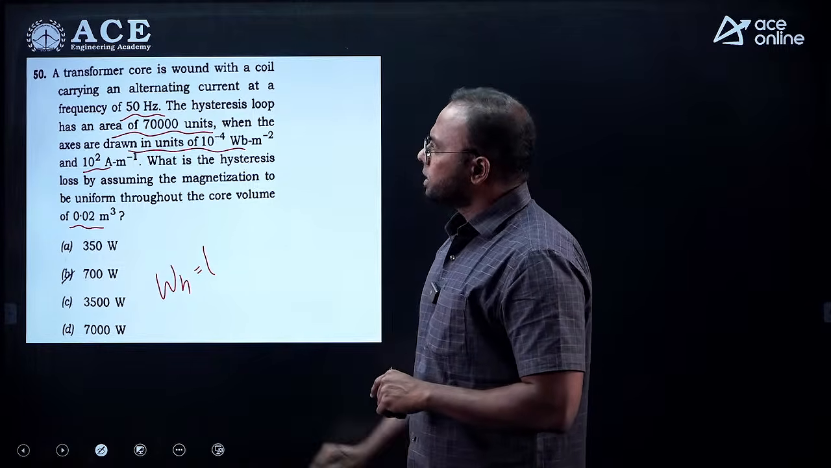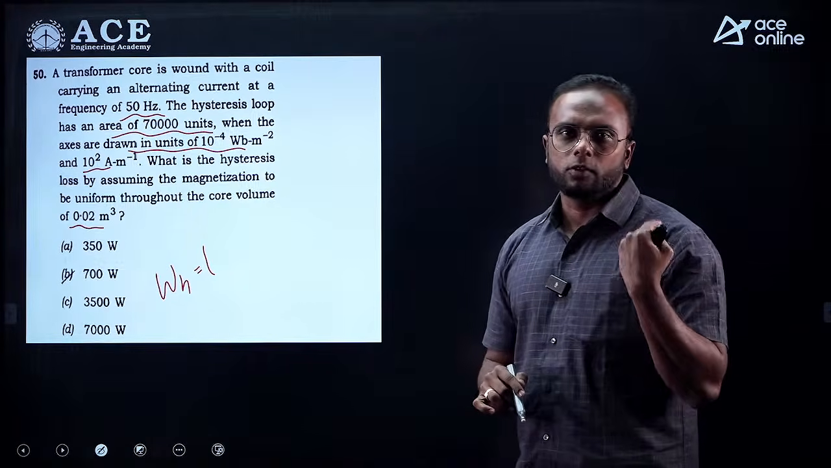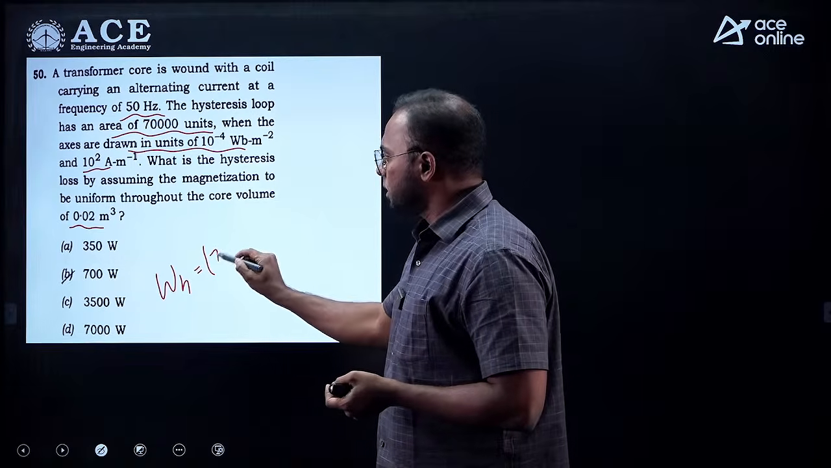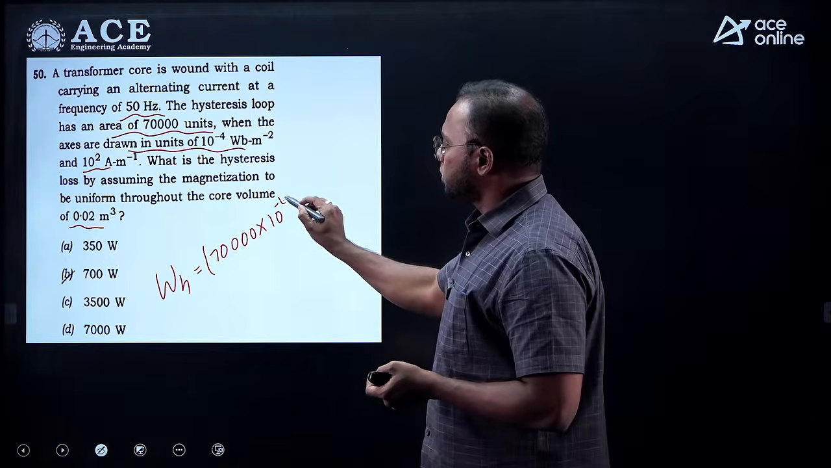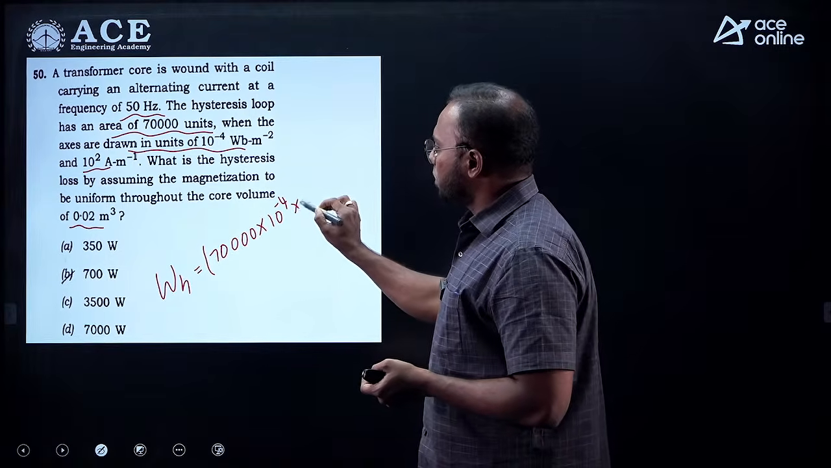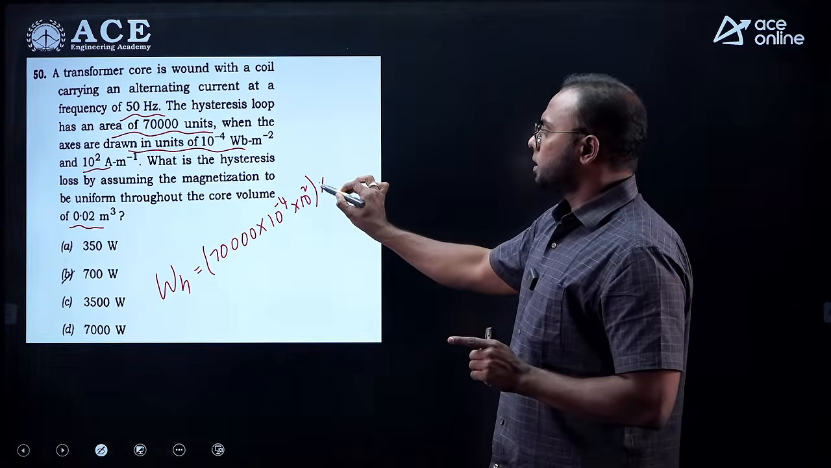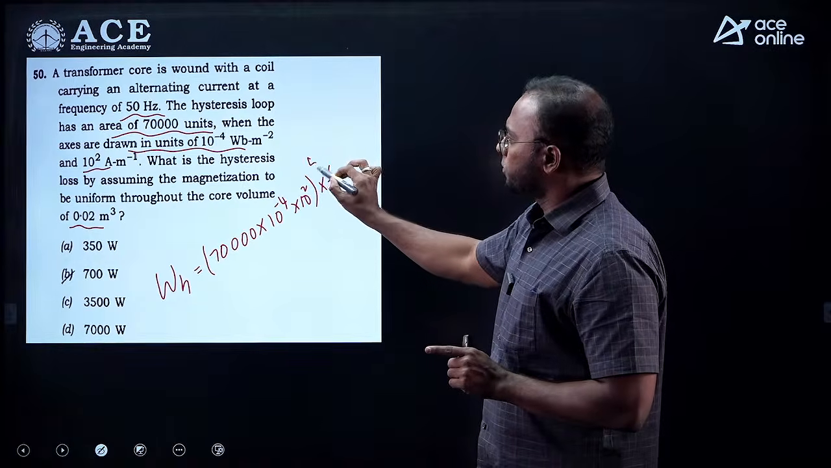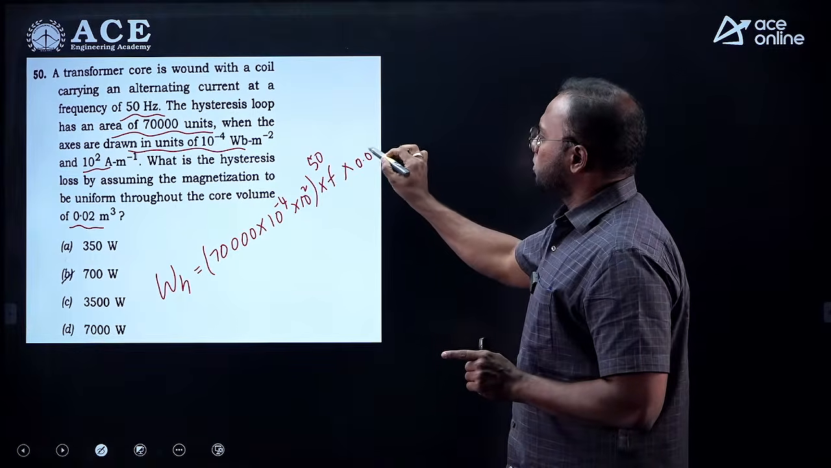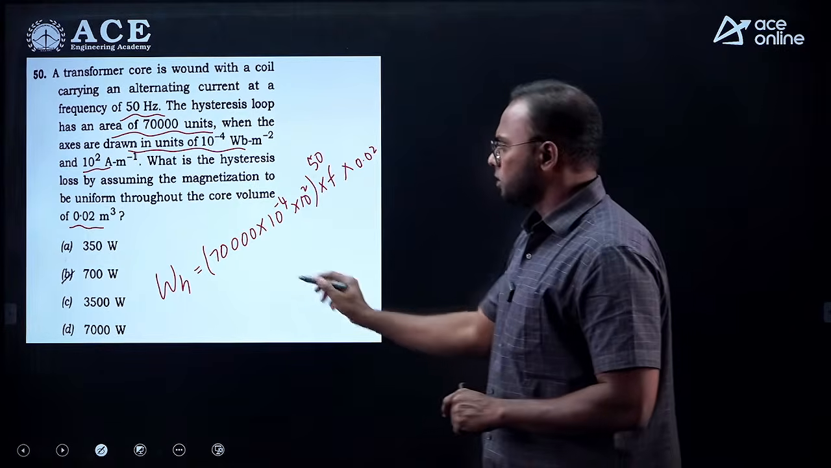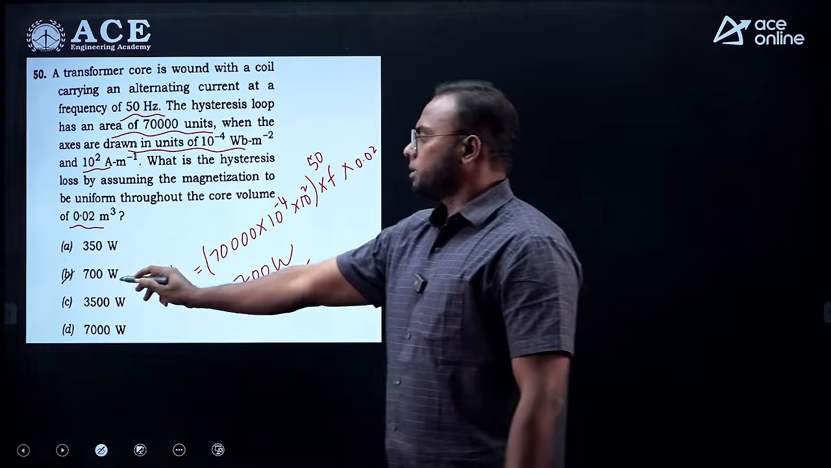Now what is the area of hysteresis loop? 70,000 units given, and their units also given, means x axis, y axis units. So substitute completely: 70,000 into 10 power minus 4 Weber per meter square, B and H is 10 square. This is the hysteresis loop area, into supply frequency 50 Hertz, and total volume of core is given as 0.02. If you calculate, you will get totally 700 watts. So the answer is option B only.